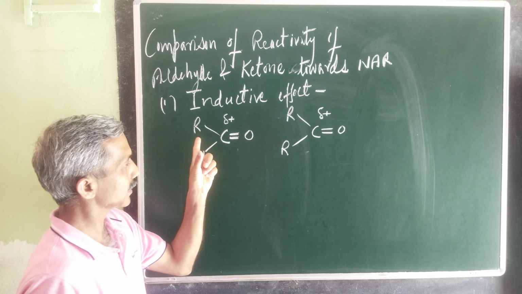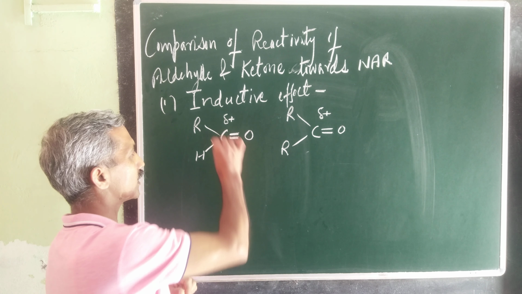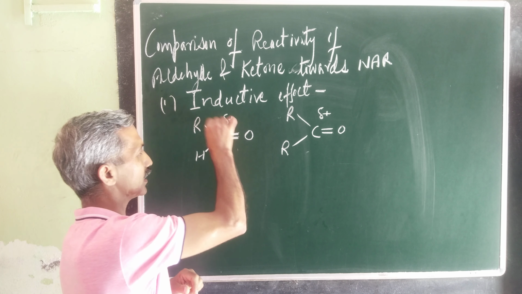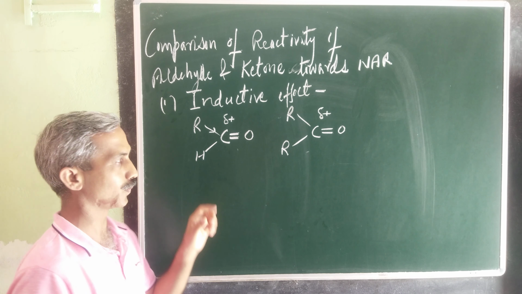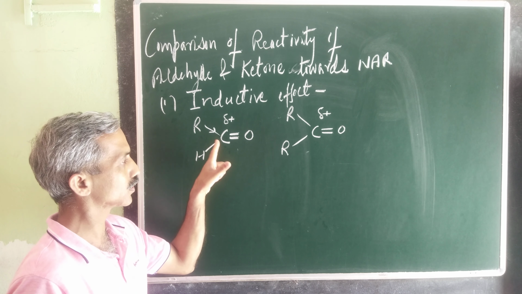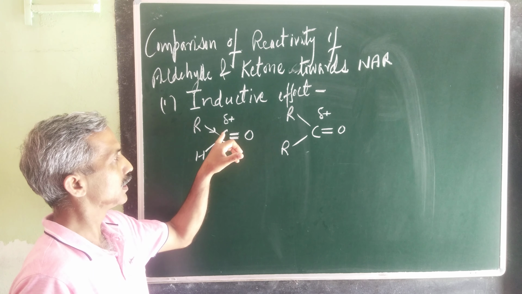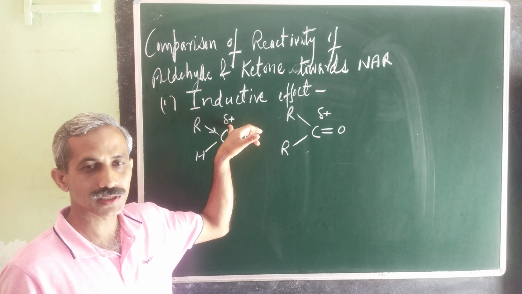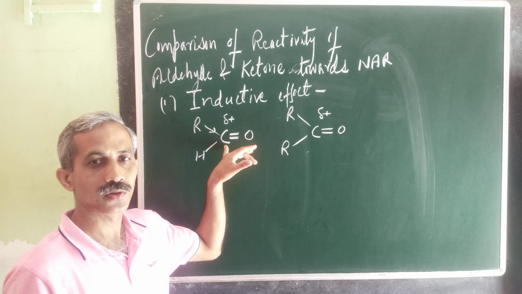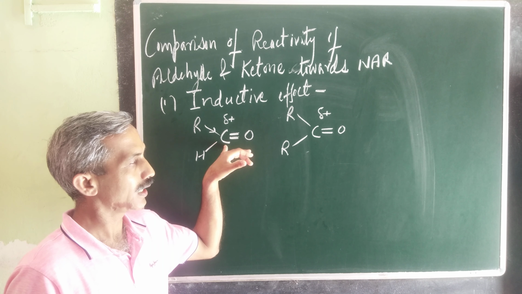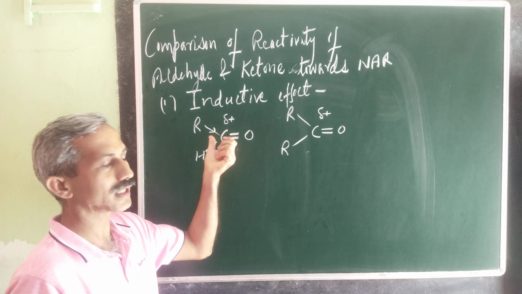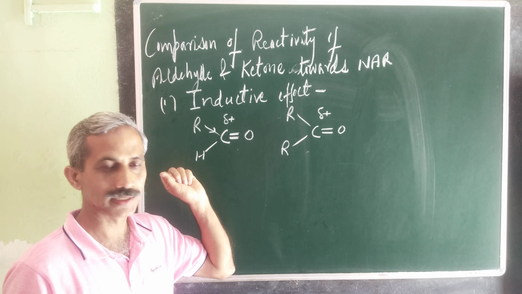Now if we look at aldehyde, you can see there is only one electron releasing alkyl group. It will release the electrons to the carbonyl carbon due to plus I effect. As a result, the magnitude of partial positive charge on this carbon will decrease, and accordingly the chances of the attack of nucleophile will also decrease.